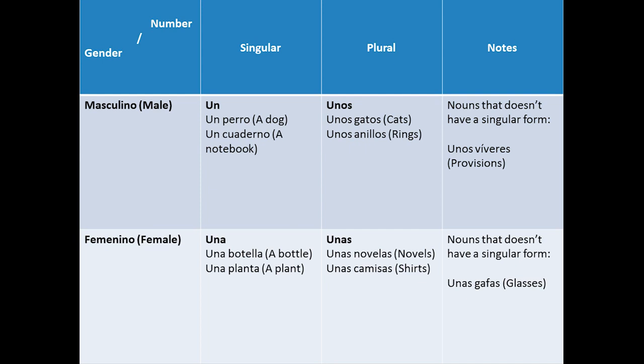As some remarks, I would like to say that, as with any rule, we have some exceptions. There are some nouns that don't have a singular form, so we use only unos or unas no matter if we talk about one or many of them. For example, unos víveres, unas gafas.